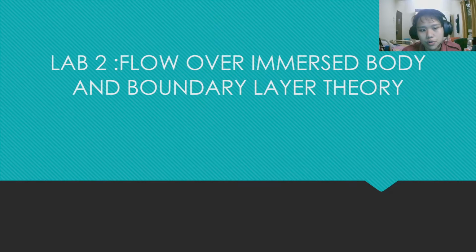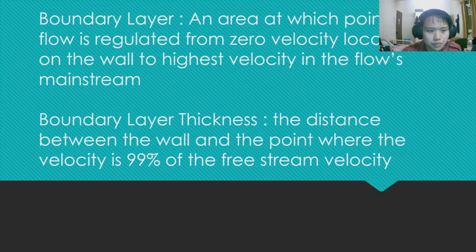So in this video, we are going to present for the LAB2, the flow over immersed body and boundary layer theory. So, boundary layer can be defined as an area at which point the flow is regulated from zero velocity located on the wall to the highest velocity in the flow's mainstream. Boundary layer thickness can be defined as the distance between the wall and the point where the velocity is 99% of the free stream velocity.